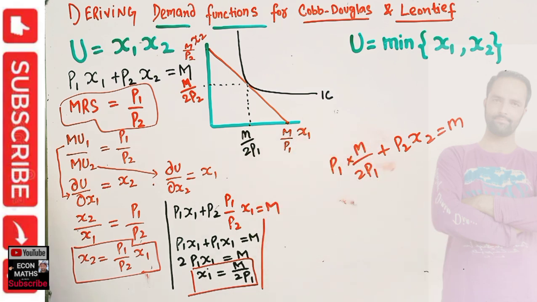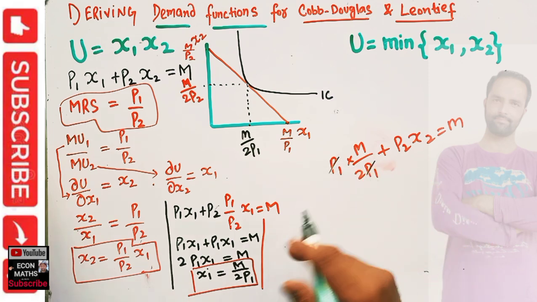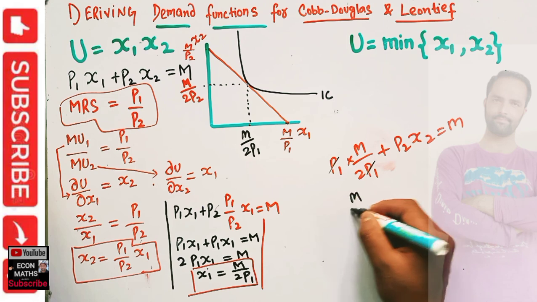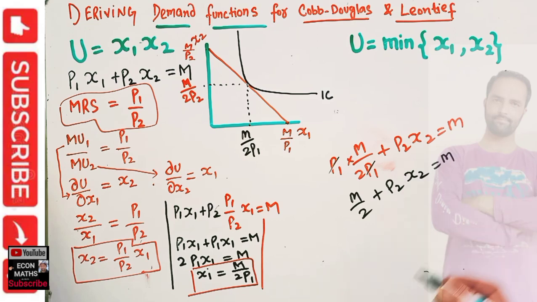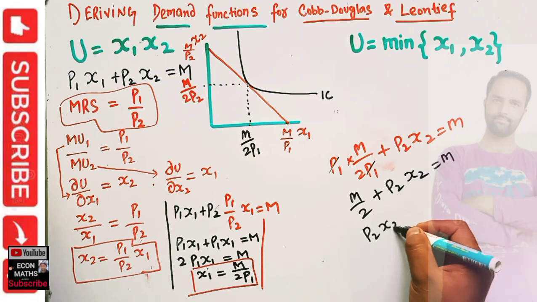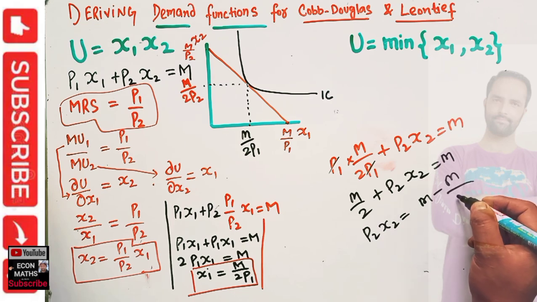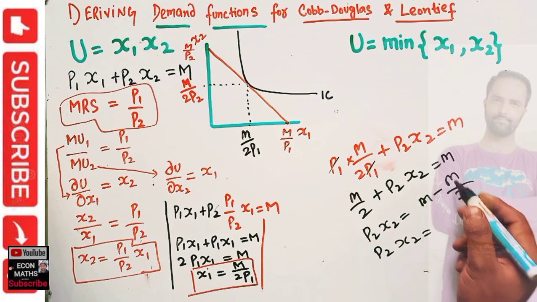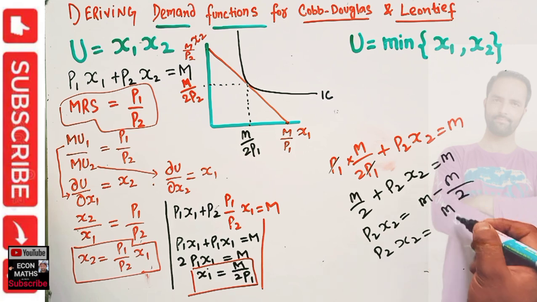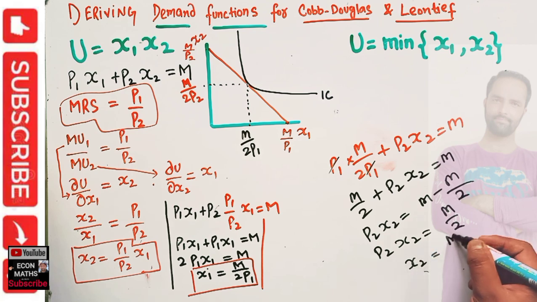So this p1 and p1 will get cancelled. Okay, so we are left with m upon 2 plus p2 x2 is equal to m, which gives us p2 x2 is equal to m. Transposing this here, it will become minus m upon 2. So this is p2 x2 is equal to 2m minus m, which is only m upon 2. That gives us x2 is equal to m upon, transposing this, it will get divided by p2.